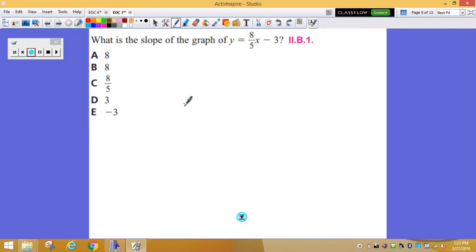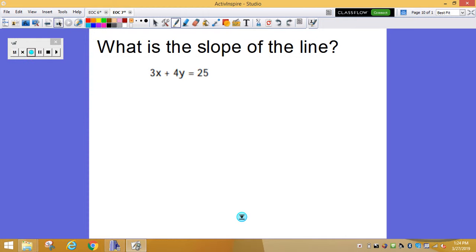What's the slope of the graph? Well, we already covered this in this lesson. Remember, slope, m, is with the x. So what's with the x? 8/5. So you would pick C. C is your slope. This number at the end, if you remember, anybody remember what that's called? It's called your y-intercept. So if it asks for the y-intercept, you'd put negative 3. But the slope is 8/5.